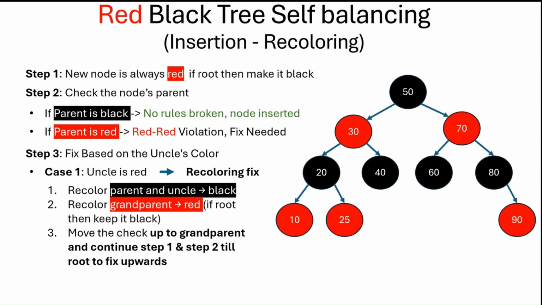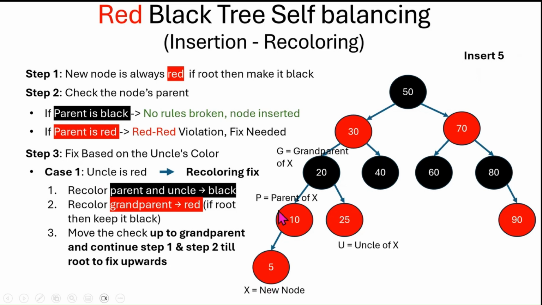Now let's understand this case 1 in more detail. Let's say this is our tree. Now let's say we want to insert 5 here, which will get added as the left child of 10. Now the uncle of 5 is 25, right? P is the parent, 20 is the grandparent of 5, and 25 is the uncle of X. So a red violation is there. Now the uncle is red for node 5, so we'll apply the case 1 steps. Recolor 10 and 25 to black, and then make 20 red, right?